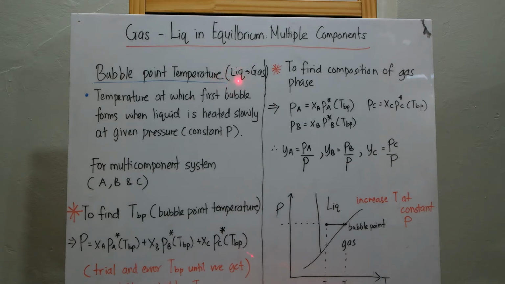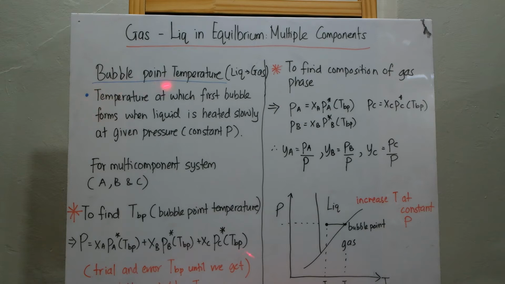When you talk about bubble point temperature, it means that we have a liquid phase and we want to change our liquid phase to gas phase. So if we have a liquid sample, we want to change it to gas phase. And our liquid contains multiple components, so we need to find the bubble point temperature of that liquid mixture.